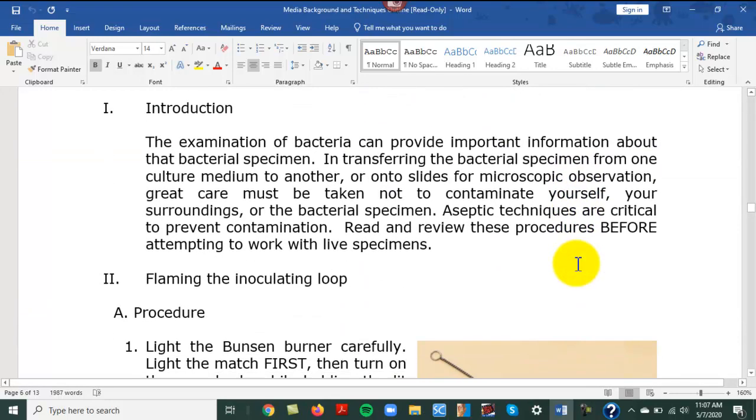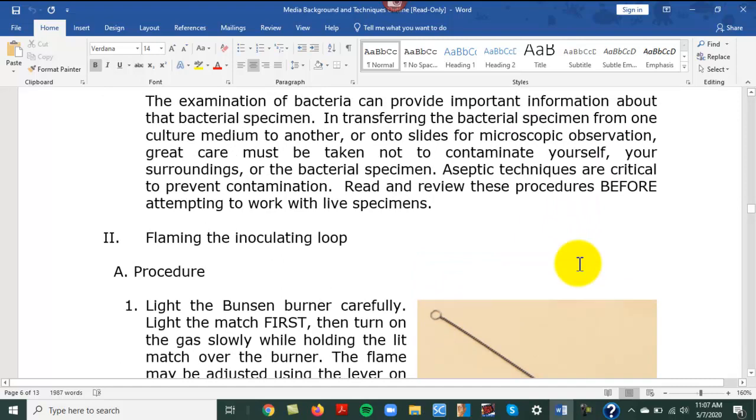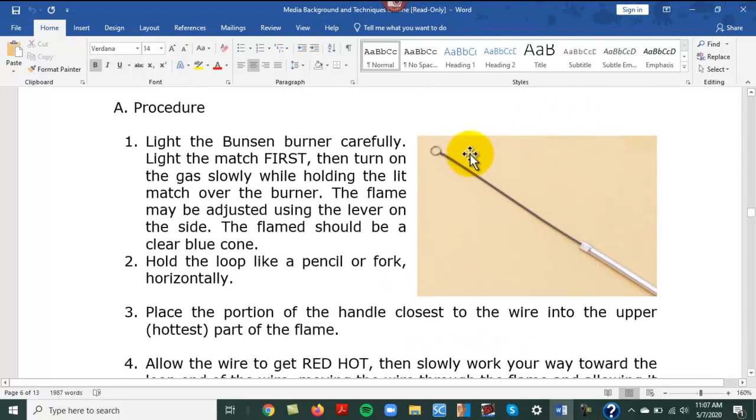Okay, so the first thing you have to do is what is called aseptic technique. And the first thing you want to do if you're going to work with some microbes, in lab, this is also a staple. This is called an inoculating loop. You see the loop end, and then there's the wire.